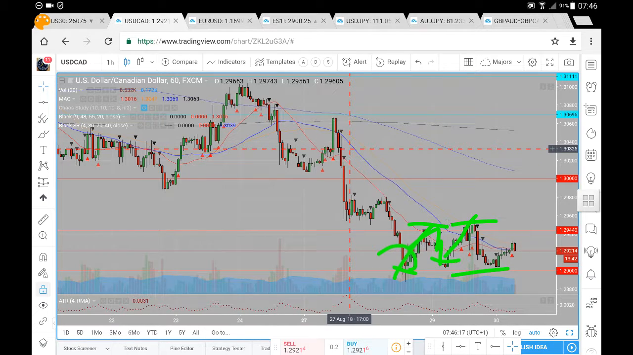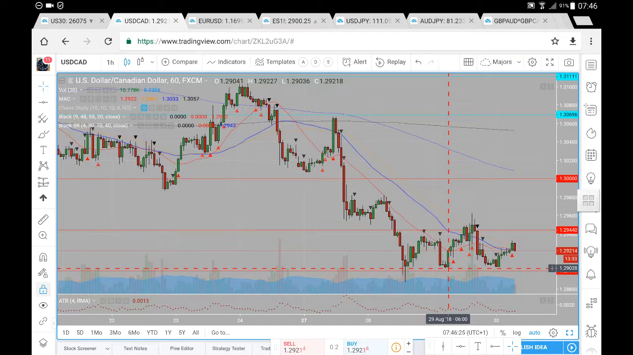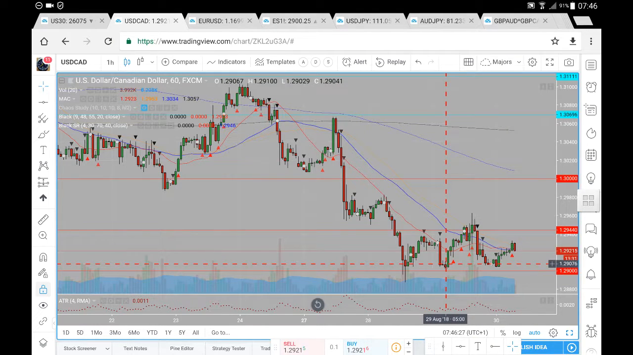Tested the 129.44, traded through it all the way towards 129.60, rejected, pulled back towards our previous lows in around, I think that's 129.10 or so. I'm just going to have a look here. Actually, 129.03, and just bear with me a second here.